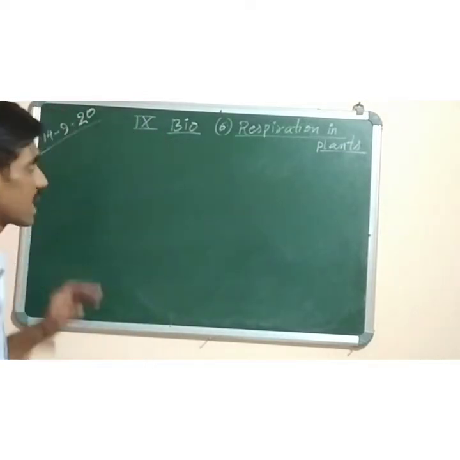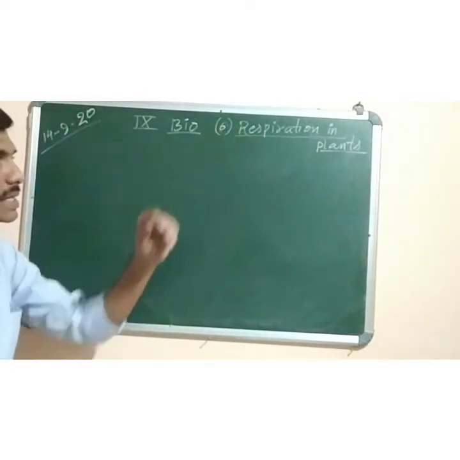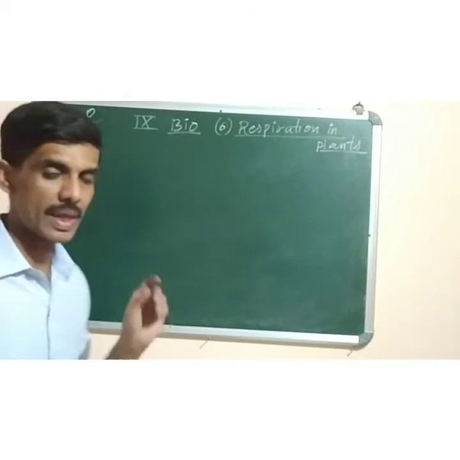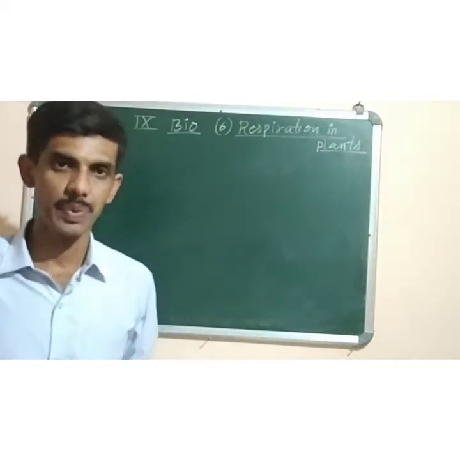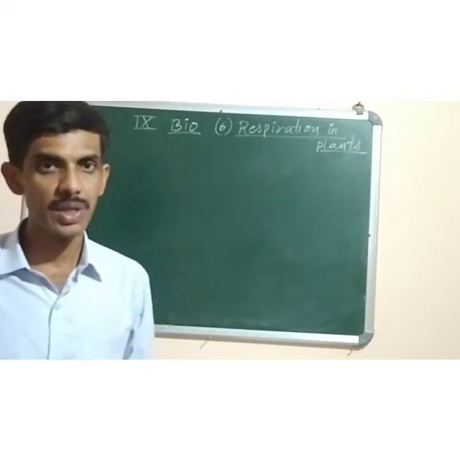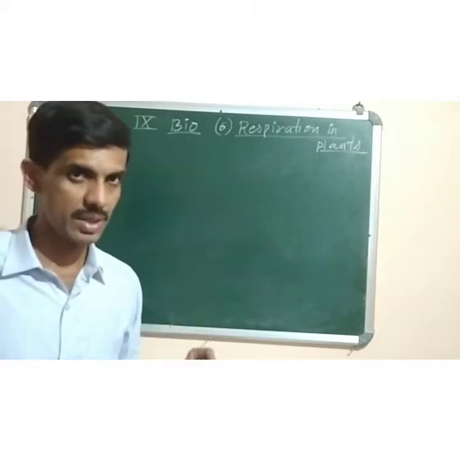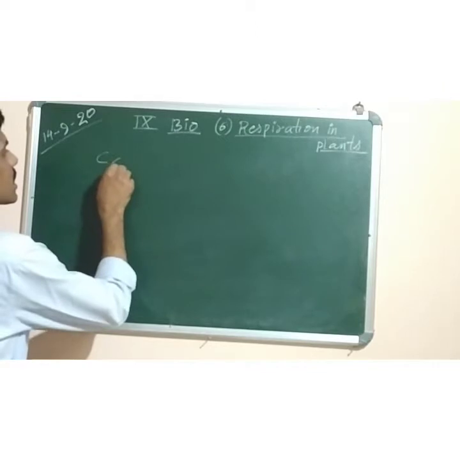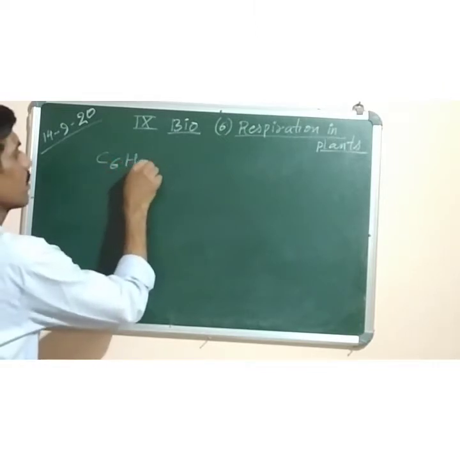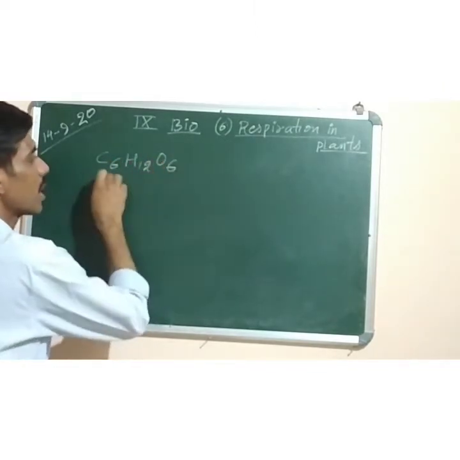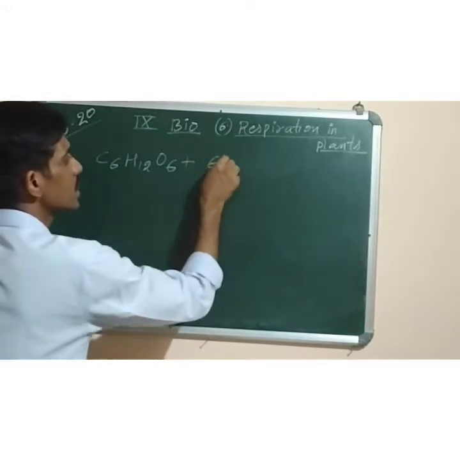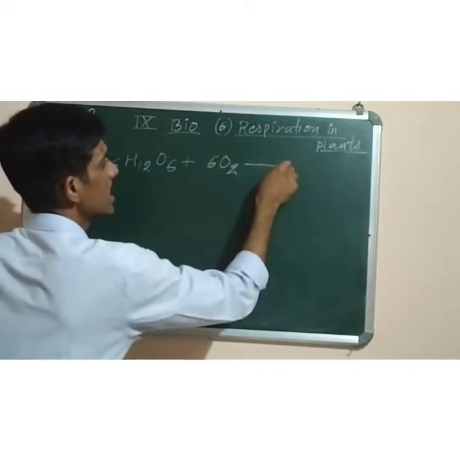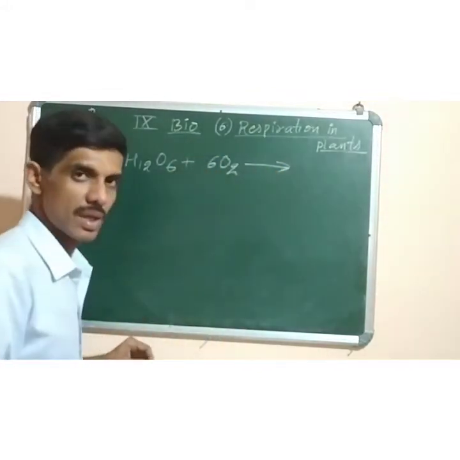So all living cells, whether plant cells or animal cells, carry out the process of respiration, and during this process glucose is oxidized. That is the equation I will write first: C6H12O6. This is the formula of glucose, which combines with 6 molecules of oxygen in the presence of enzymes.